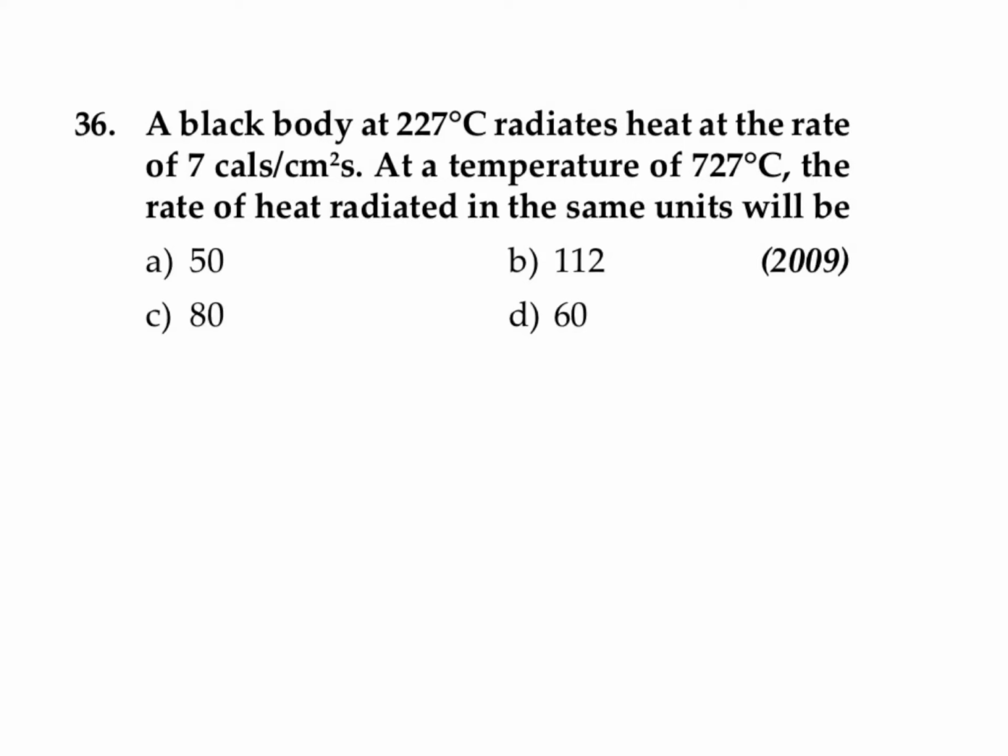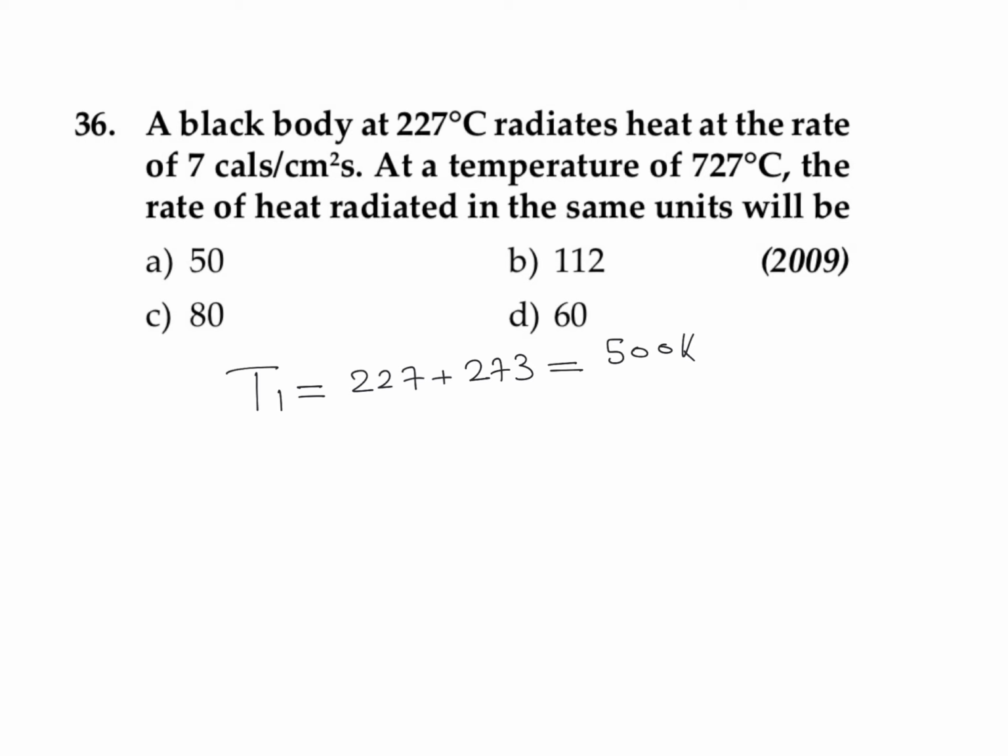And this question is given that a black body at 227 degrees Celsius radiates heat at the rate of 7 calorie per centimeter square per second. So we can take it as the temperature in the initial condition is nothing but 227, which is given in degrees Celsius. To convert that, we can add 273 so that we will get the answer in Kelvin scale. 273 plus 227, 500. We can take it as 500 Kelvin.